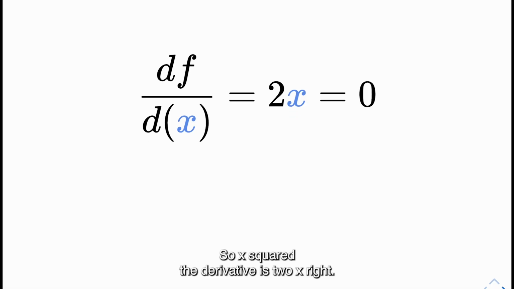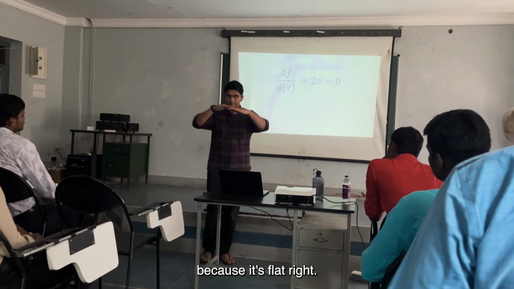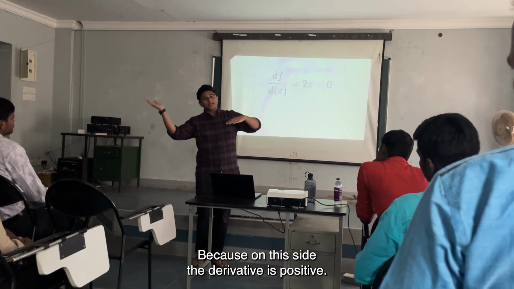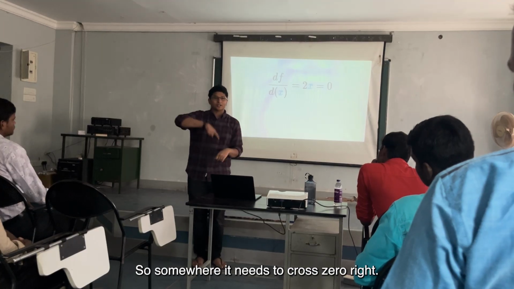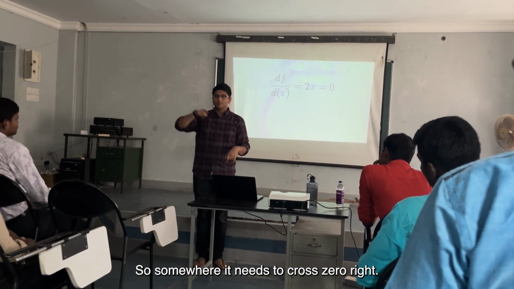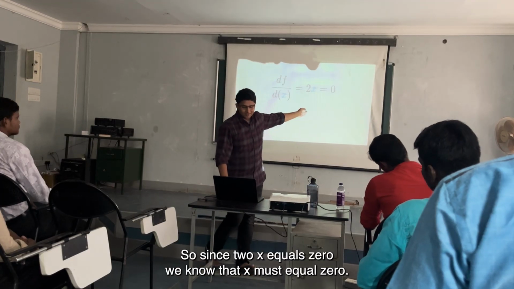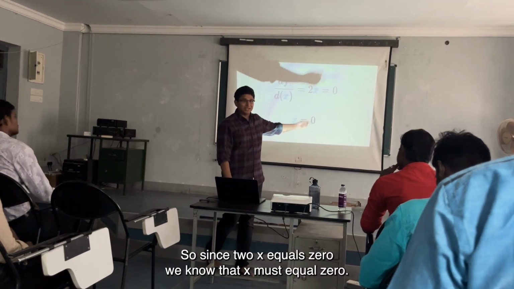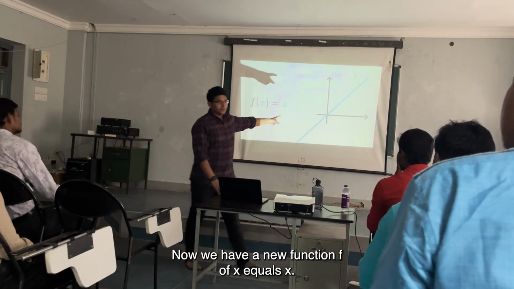So x squared, the derivative is 2x. And you know that right at that point, the derivative is going to be 0, because it's flat. Because on this side, the derivative is positive, and on this side, it's negative. So somewhere it needs to cross 0. Right at that point where it crosses 0 is the minimum. So since 2x equals 0, we know that x must equal 0. That's all. Okay, now we have a new function.